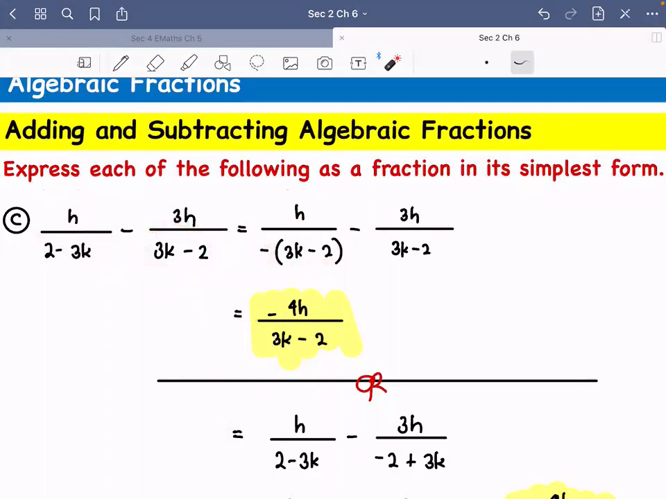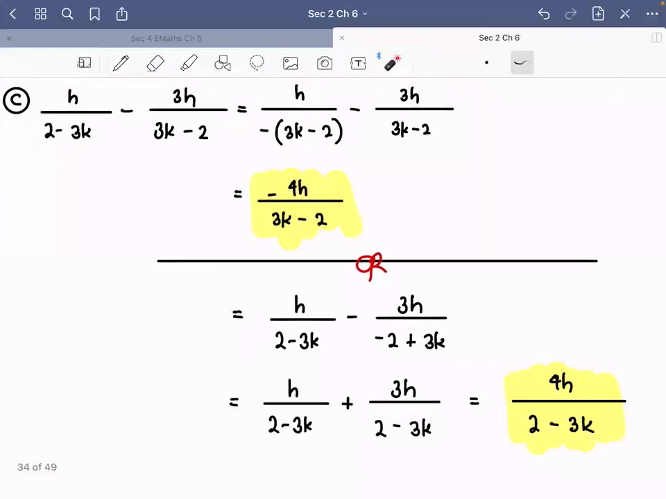So basically I have negative h minus negative 3h, or minus 3h. That's how I got negative 4h. And then since I have a common denominator, just write it down. So you can answer negative 4h over 3k minus 2, or you can switch the second fraction's denominator. From 3k minus 2, make it the same way as this. But then the problem is the signs are different. So what we did here again is we extracted negative 1, and that makes it 2 minus 3k.